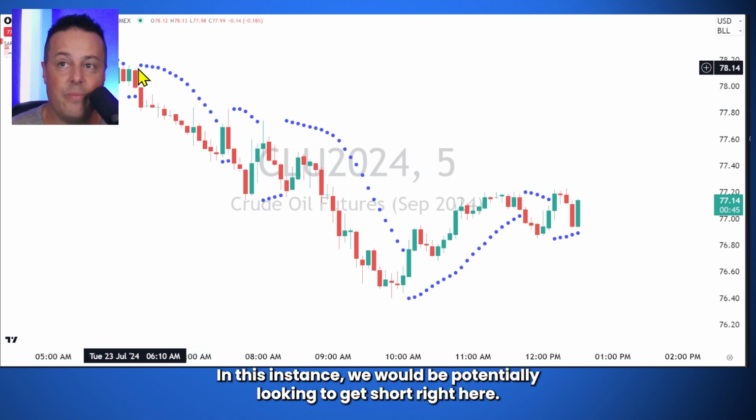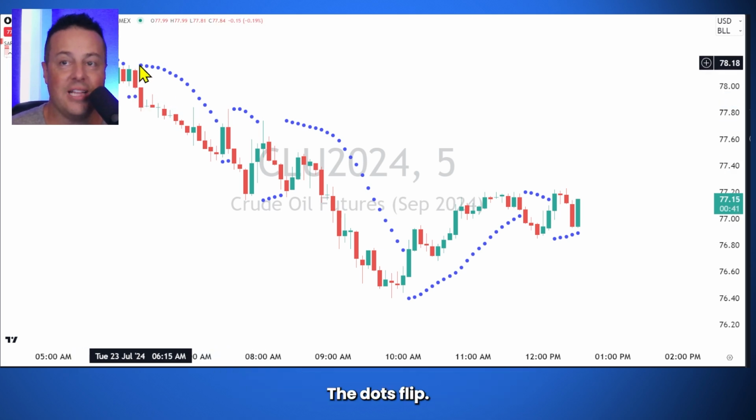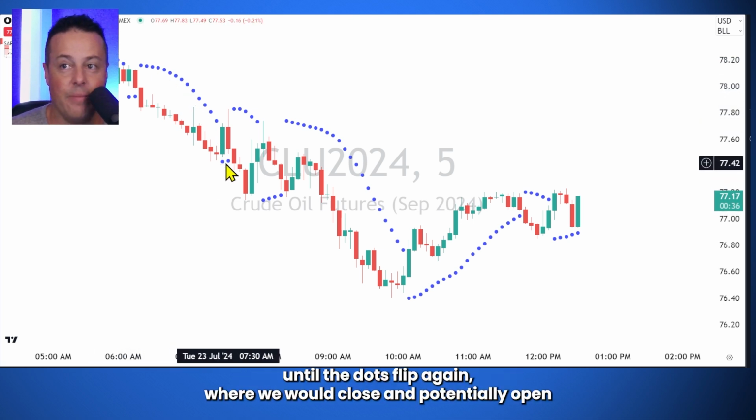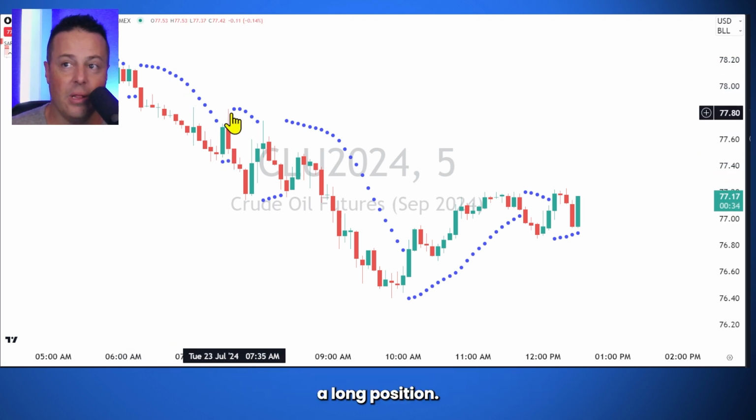In this instance, we would be potentially looking to get short right here. You can see the bulls are in control, the dots flip. That's a signal to sell, and we're going to go ahead and ride that trend down until the dots flip again, where we would close and potentially open a long position.